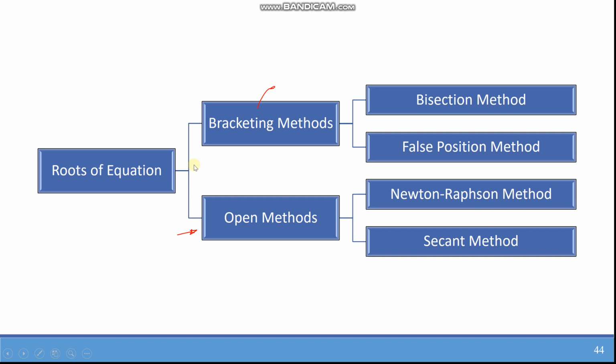So in the open methods, we have two methods. We have the Newton-Raphson and the second method. Actually, the second method is similar to the false position method, but not entirely, because the false position method is a bracketing method. In the second method we apply the secant line. In the Newton-Raphson, here we apply the tangent line.